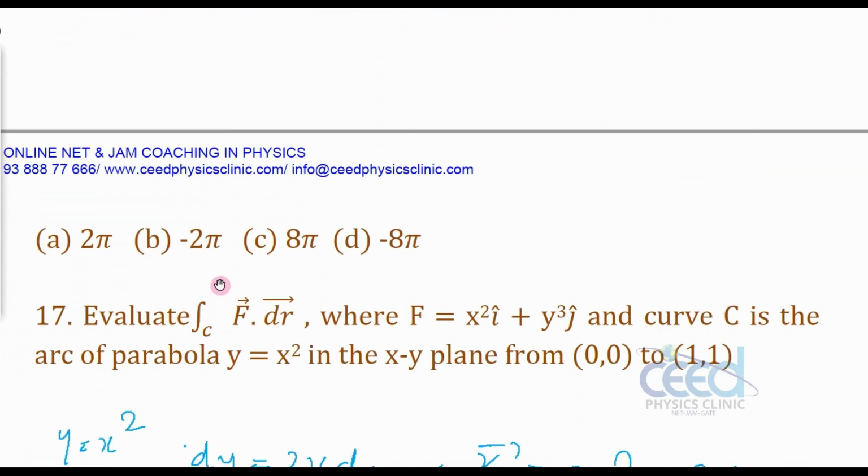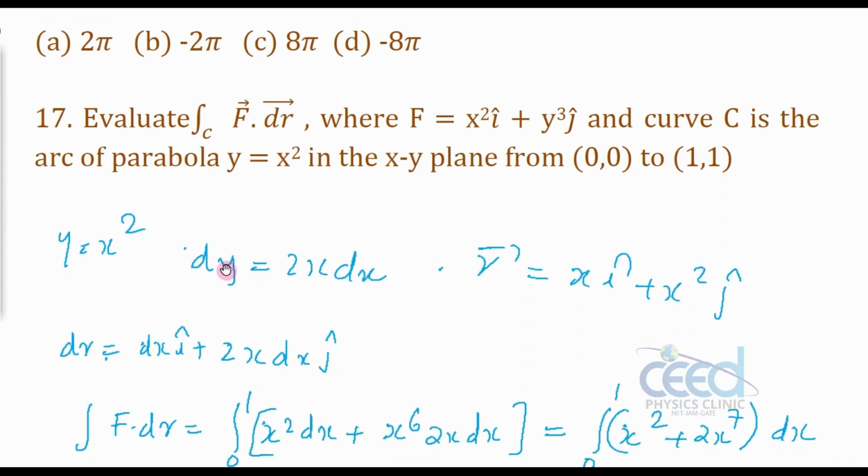Okay, now another question is: evaluate the curved integral of F dot dr where F is equal to x square i cap plus y cube j cap and the curve C is the arc of the parabola y equals x square in the xy plane from (0,0) to (1,1). Here also the force field is given, so y is equal to x square, dy is equal to 2x dx, r is equal to x i cap plus y j cap, that is x square j cap.